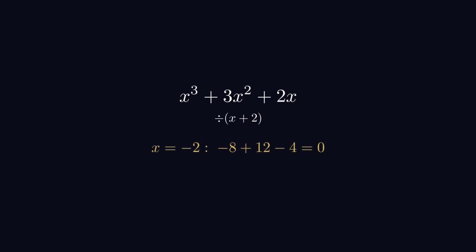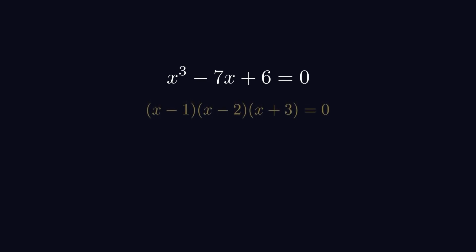4. Remainder when x cubed plus x squared minus 4 is divided by x minus 1. Negative 2. You did not long divide that. You plugged in 1. 1 plus 1 minus 4, right? 5. Is x plus 2 a factor of x cubed plus 3x squared plus 2x? Yes. Plug in negative 2. Negative 8 plus 12 minus 4. 0. 0 means it walks right in.